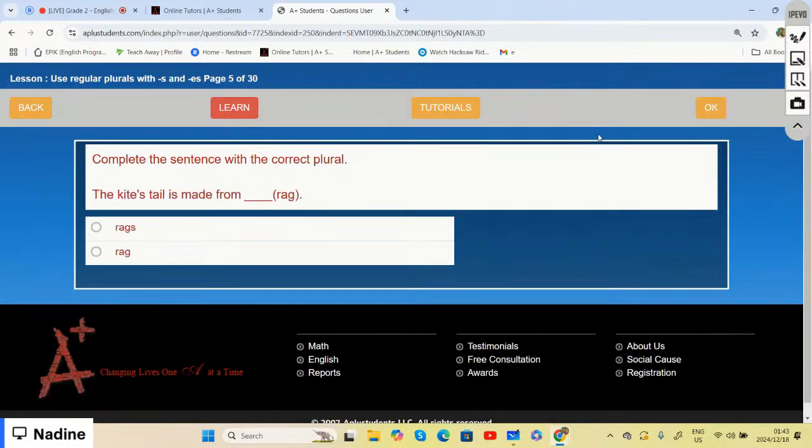The kite's tail is made from rag. We need to select the plural form of rag. Is it option one rags or option two rag? Plural form.